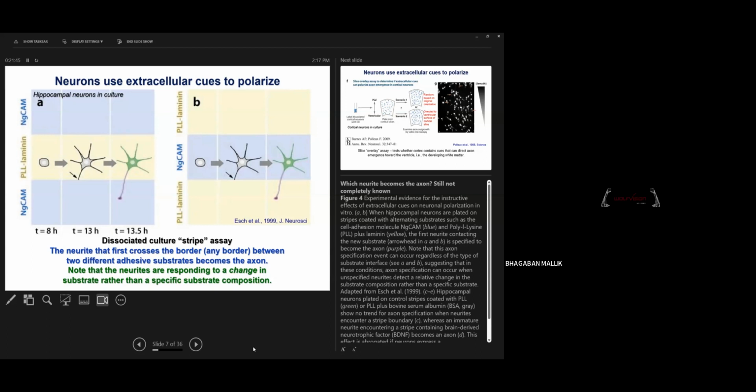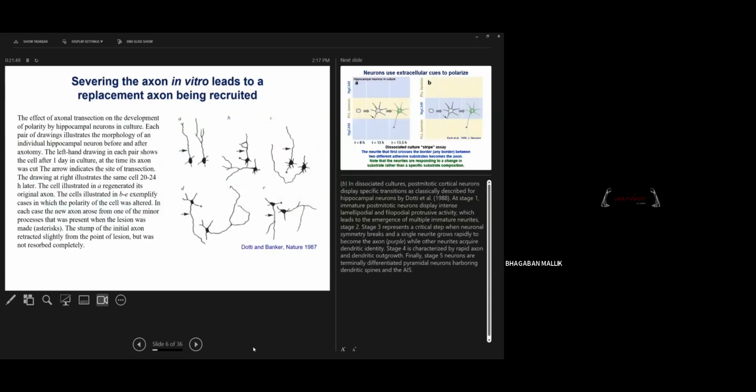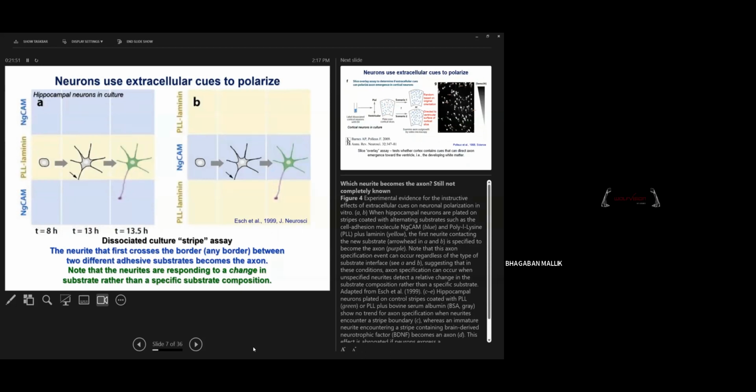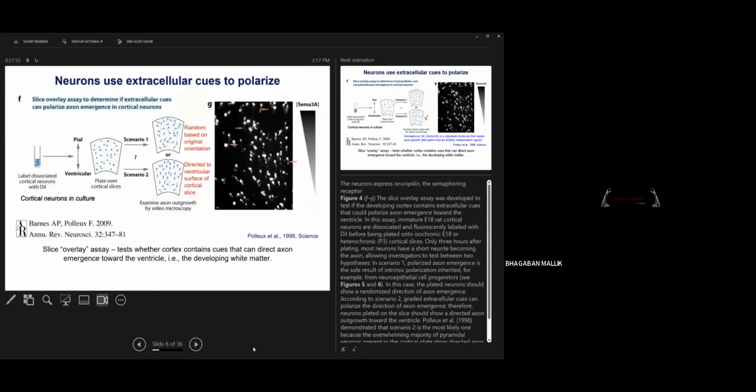Okay. So this is called a strip assay. This is the strip assay that I have shown here. Then I am going to show another assay, the overlay assay, where the neuron polarizes to become an axon, to send its extension. This experiment has been done in the lab.